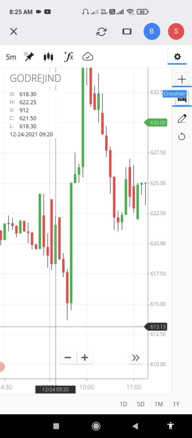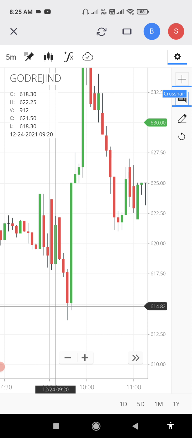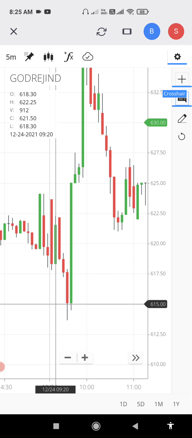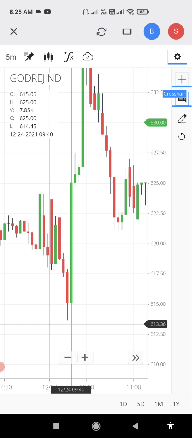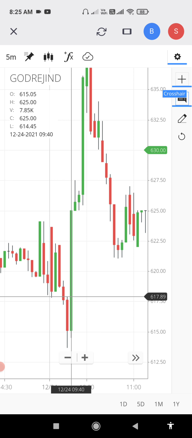See this rally, 920. After that, again it is giving 940. First time it failed, but the second time it gave 940, and it went up. First time, take the candle below as your stop loss; it hit 920. Second time it is giving 940. And see this rally. So this is the power of my scanner.